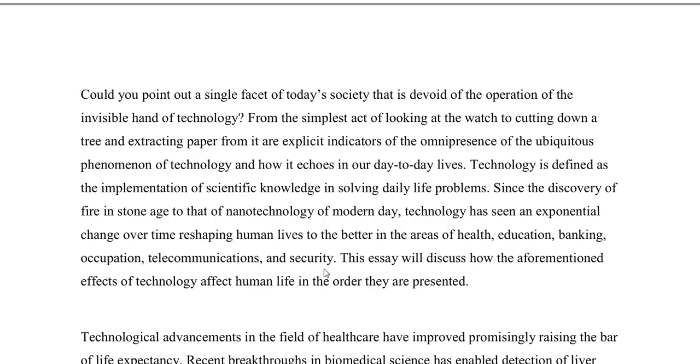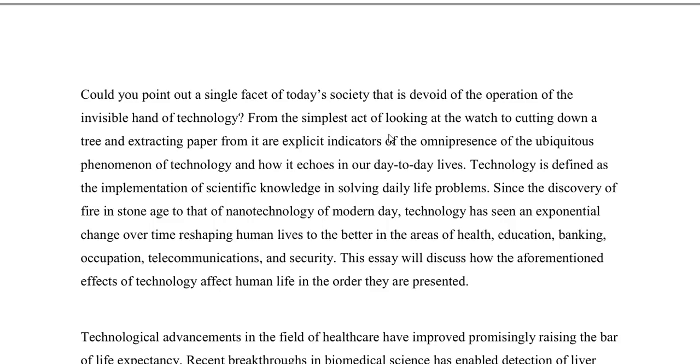So what this person has done is, now here, could you point out a single facet of today's society that is devoid of the operation of the invincible hand of technology? He's starting to talk about technology in some way. That is, he's making a start from some place. Now he's asking you in a sense of a rhetorical question, whether you could point out where there in today's society any operation where there is no technology present.